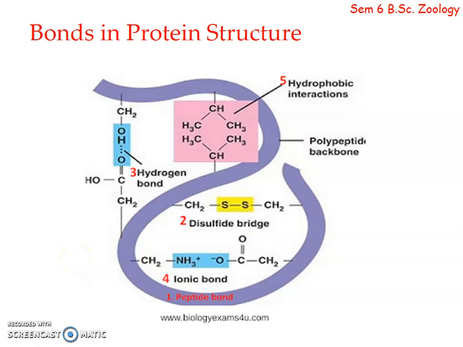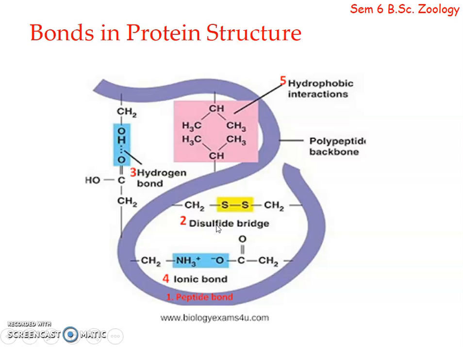Bonds responsible for the protein structure. We saw that they can be divided into two, that is covalent and non-covalent bonds. In the previous presentation, we saw two covalent bonds, that is the peptide bond and the disulfide bond. Now the non-covalent bonds, these are mainly the rest you can see here.